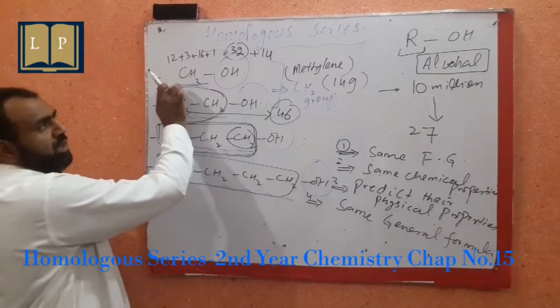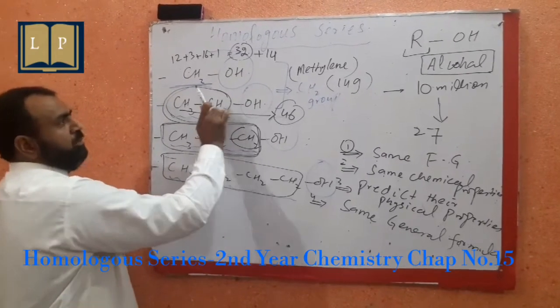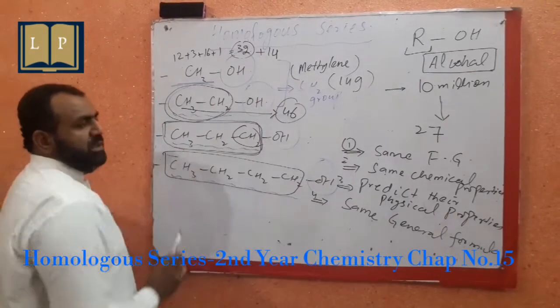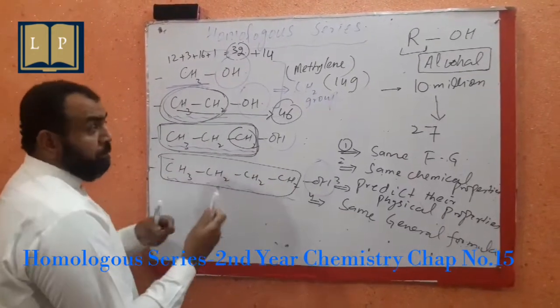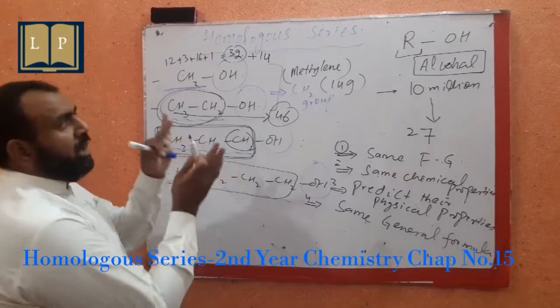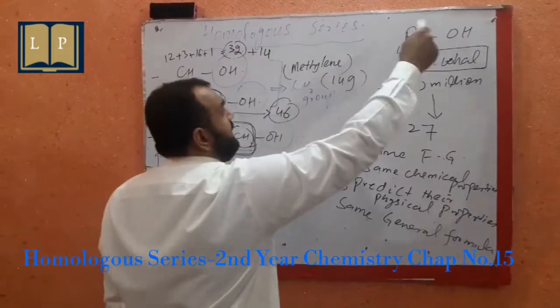For 1 carbon atom, the R group is a methyl group. For 2 carbon atoms, the R group is an ethyl group. For 3 carbon atoms, the R group is a propyl group. For 4 carbon atoms, the R group is a butyl group. So variation in the R group, that is the alkyl group, happens, but the general formula overall remains the same.